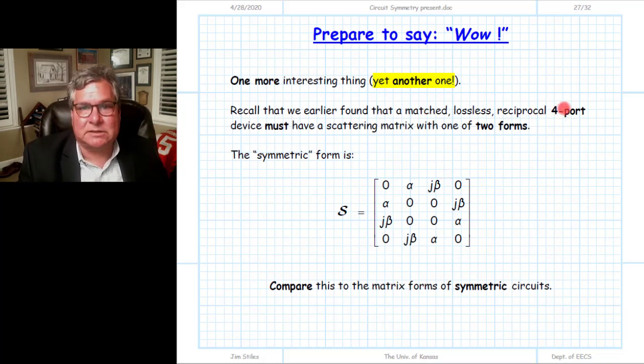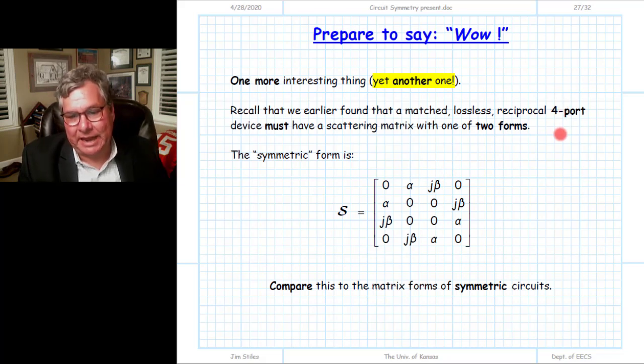For a 4-port device, though, the solutions were somewhat limited. We had 2, one we called the symmetric form and the other we called the asymmetric form. With the symmetric form for a 4-port matched lossless reciprocal device, we got this result here, where the magnitude of alpha squared plus the magnitude of beta squared must be equal to 1. It's constrained by this. So let's compare this matrix to forms of our symmetric circuits.